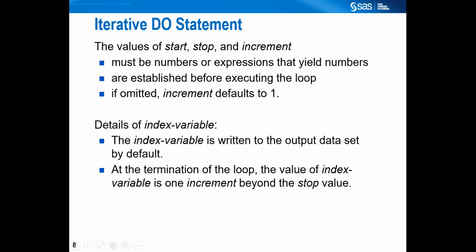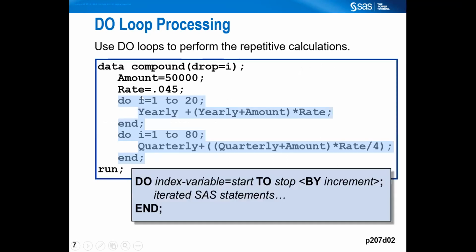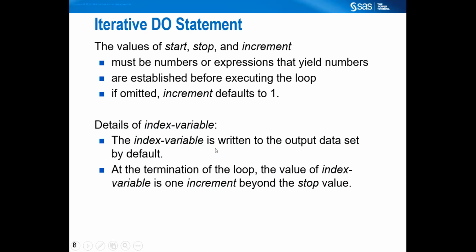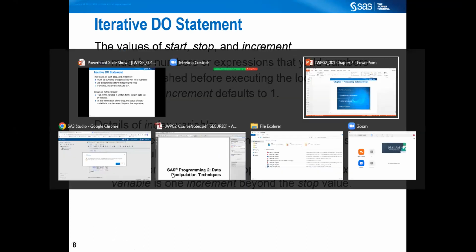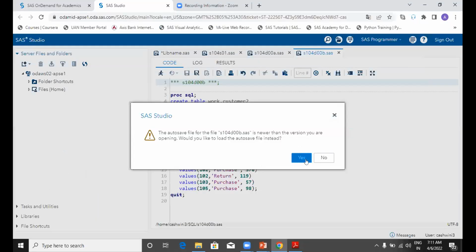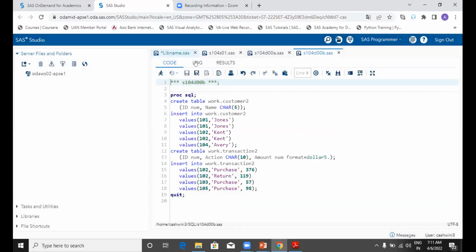So details of index variable, this I. This index variable is written to your output dataset by default as a variable. At the termination of the loop, the value of index variable is 1 incremented beyond your stop value. So what this statement means is, when I come to this studio, now pay attention.